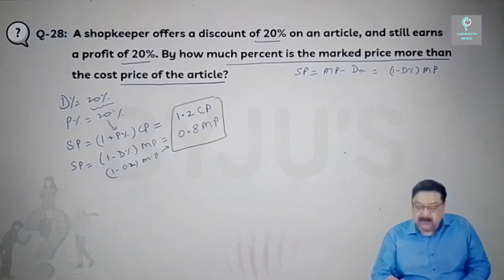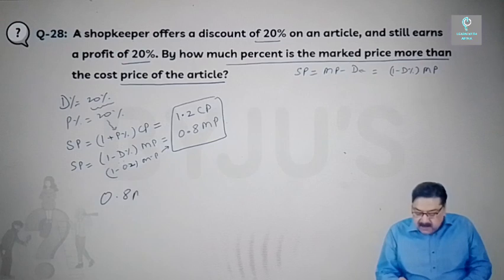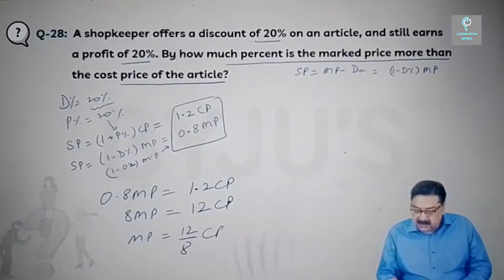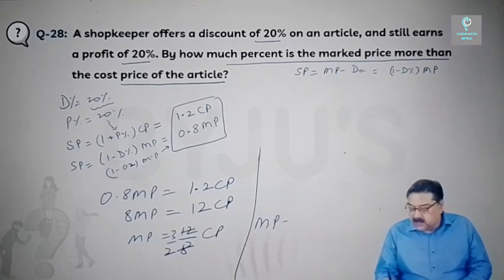Now these two you compare. So 0.8 times marked price is equal to 1.2 times CP, or 8 times marked price is equal to 12 times CP, or marked price equals 12 by 8 CP, that is 3 by 2. So we can say marked price is 1.5 times cost price.